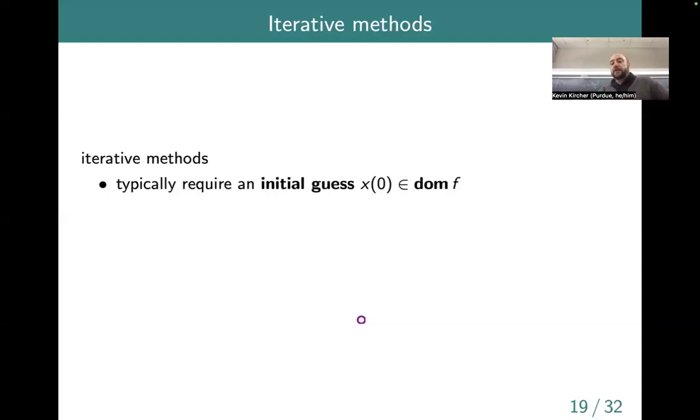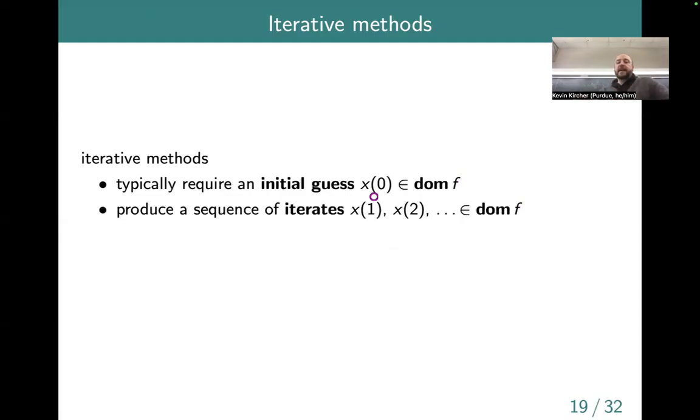So the typical approach, not the only approach, but a typical one, is to use what is called an iterative method. Here we would start with an initial guess in the domain of the function, but let's suppose, just for simplicity, that the domain of the function is all of R^n. So you start with some initial guess. This is what you would give to the algorithm. Then it would run for a while, and as it's running, it would produce a series of iterates, basically better and better guesses, you would hope. So x1 improves upon x0, x2 improves upon x1, and so on. And they're all in the domain of the function.